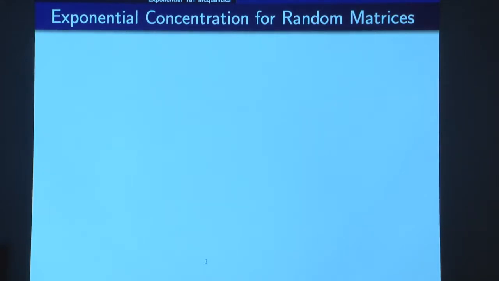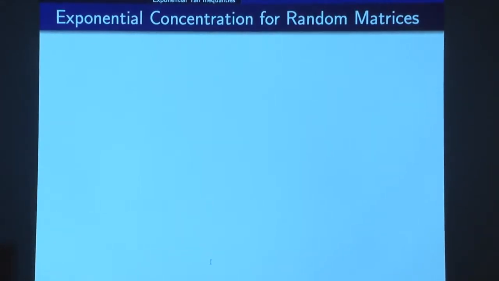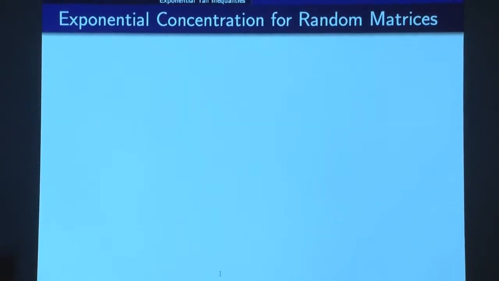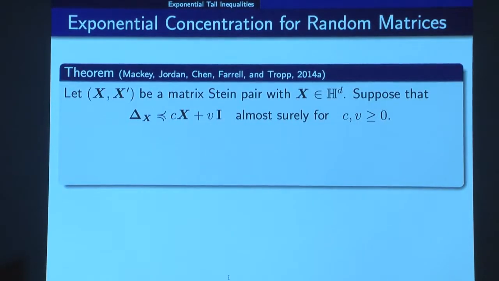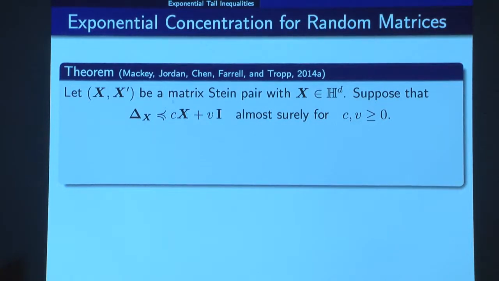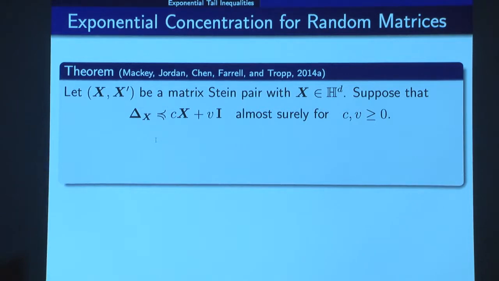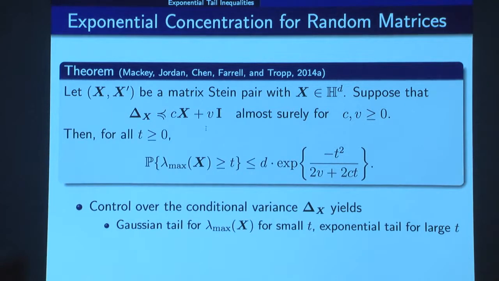So let me give you a specific example. It's going to be an exponential tail inequality for random matrices based on delta X. It says that if you have a matrix Stein pair, and if your conditional variance is upper bounded by an affine function of X, so some c times X plus v times the identity matrix. When I say upper bounding here, these are matrices, so this is in the positive semi-definite order. So the right-hand side minus the left-hand side is PSD. Then you get the following exponential inequality for the maximum eigenvalue of X.